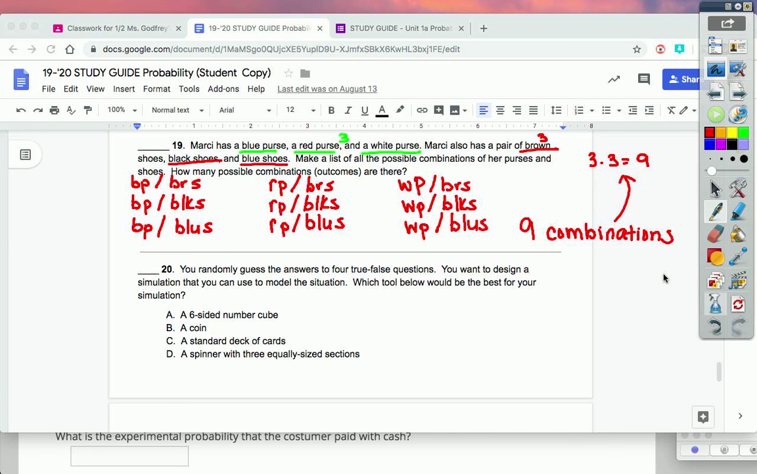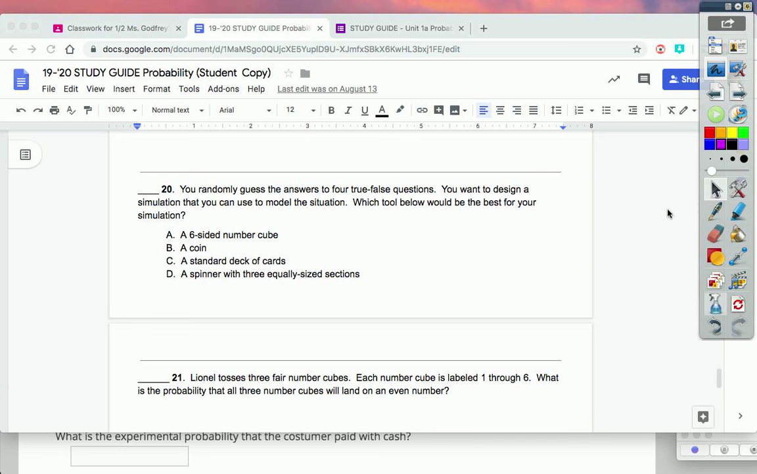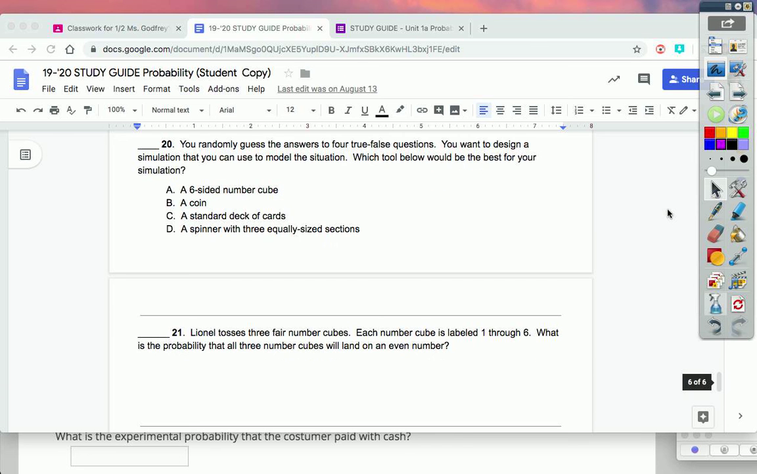On this one, this is the simulations question. Remember, simulations are done because we cannot always do the actual experiment, so we want to find something that will give us a similar probability or similar outcome. So you randomly guess the answer to 4 true or false questions. You want to design a simulation you can use to model this. Which tool below would be the best for the simulation?